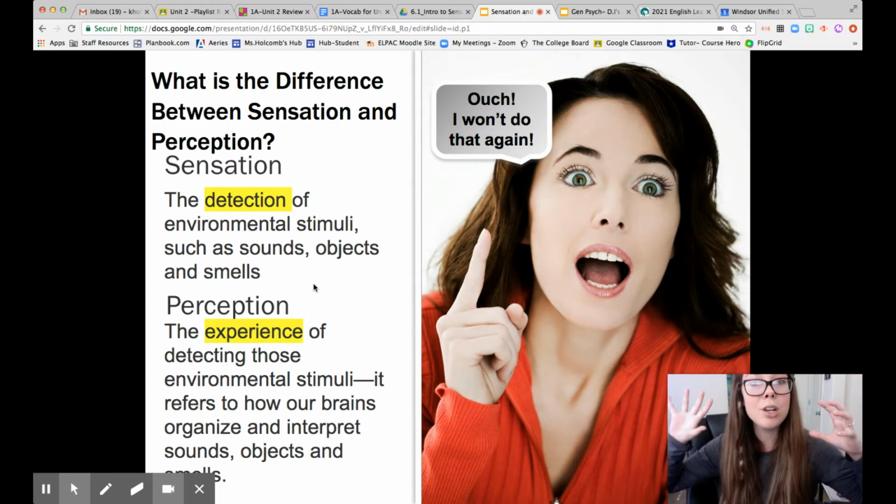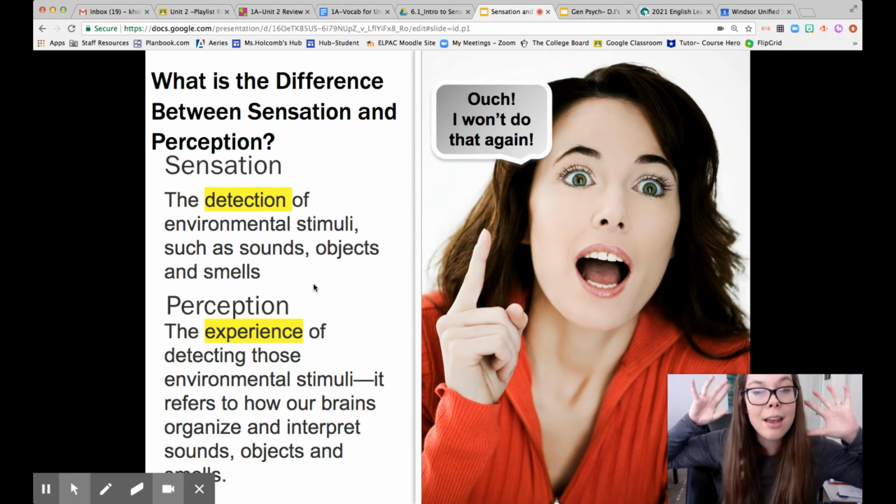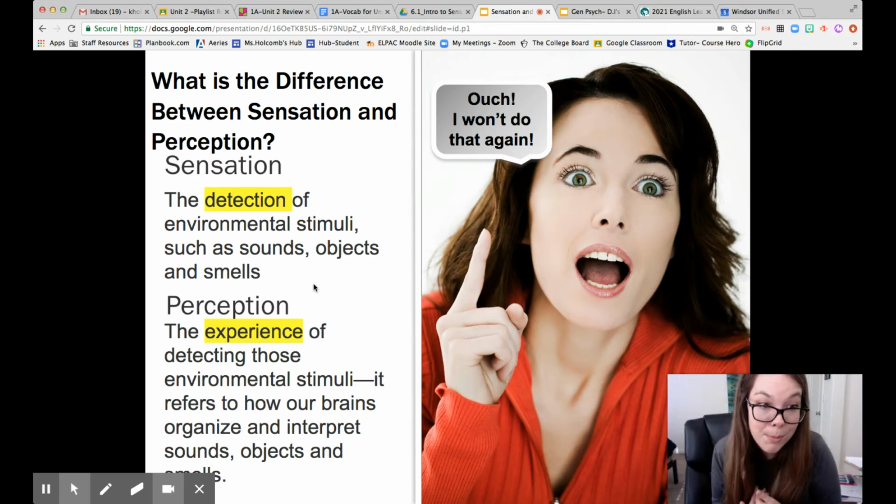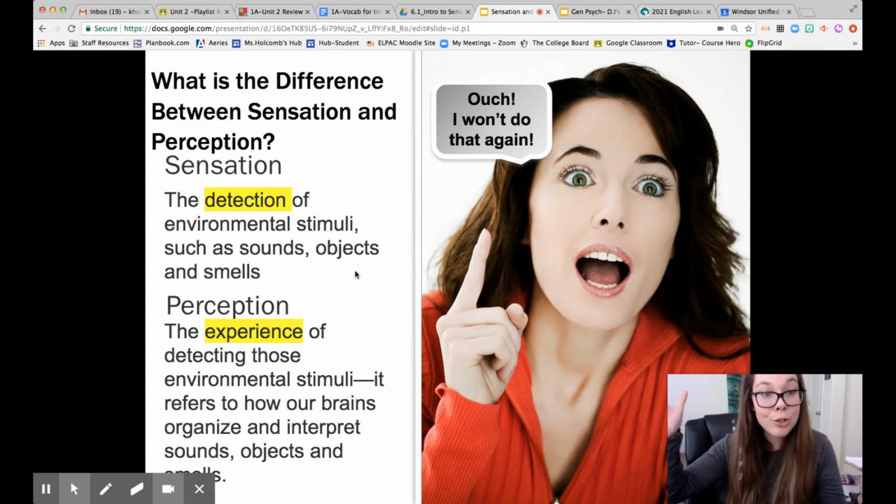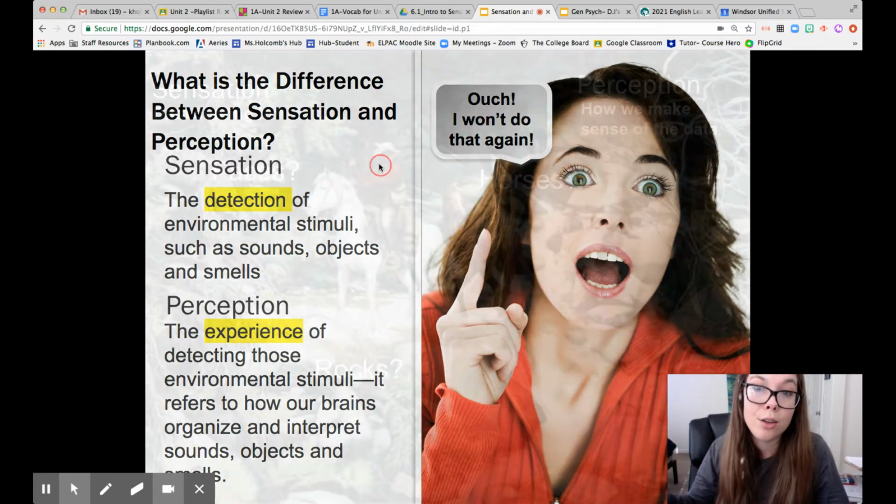And then perception is how we perceive, how we connect what we're seeing to our past experiences and grow on them. So again, we have sensation and perception. Those are the celebrities of our unit, okay?